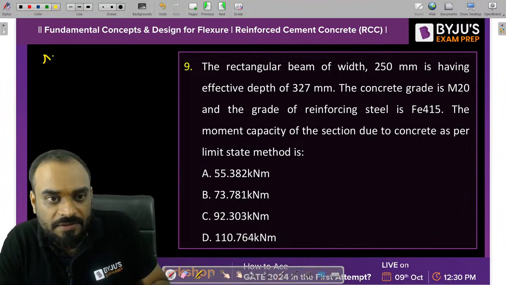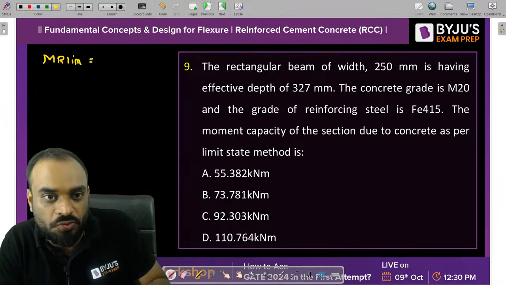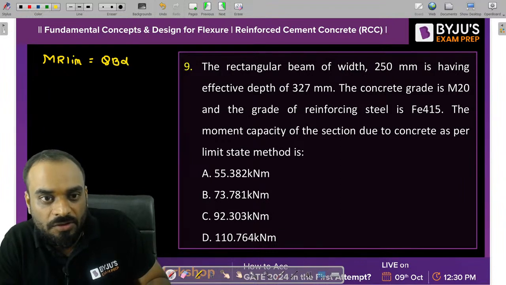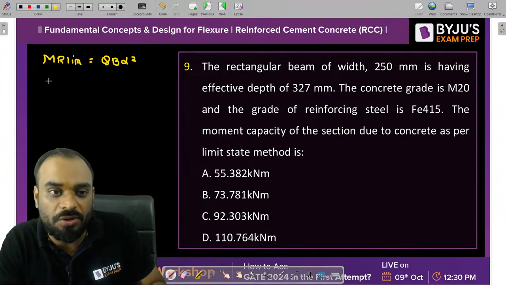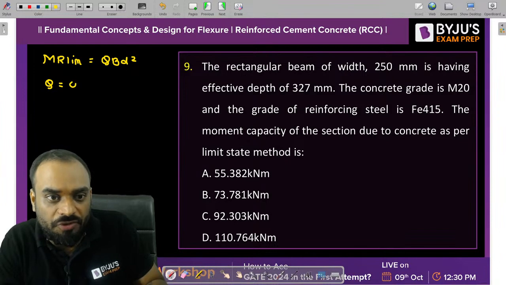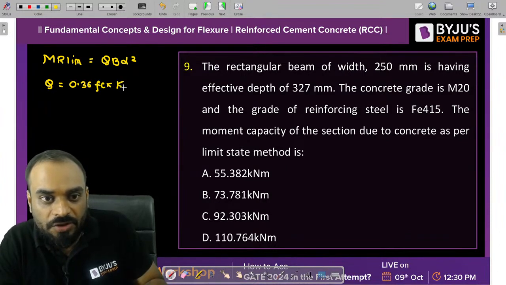You know that, guys, how to calculate MR limiting? It is nothing but QBD square, right? Now what is Q? Q is nothing but the moment coefficient. And how can we write the moment coefficient? It is 0.36 FCK K into J.